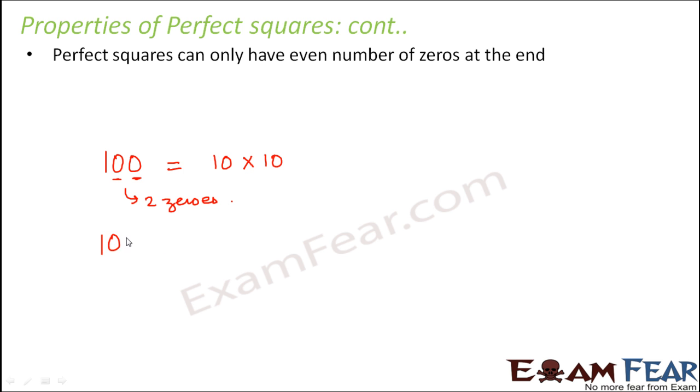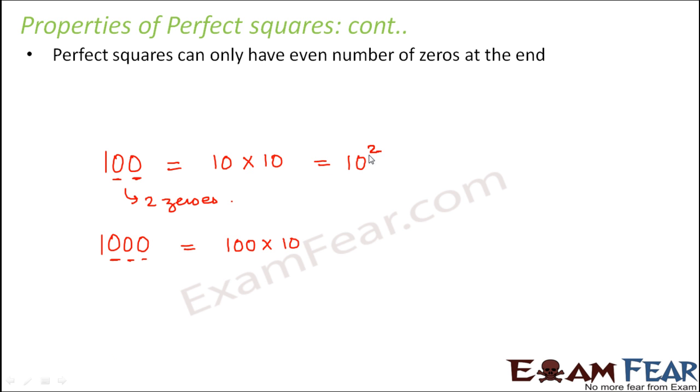Now let's take another number which ends with 0, but this time there are 3 zeros. So in this case you have 3 zeros. So you do not have an even number of zeros. This 1000 can be written as a product of 100 into 10. So are they two similar numbers? No, they are not similar numbers.